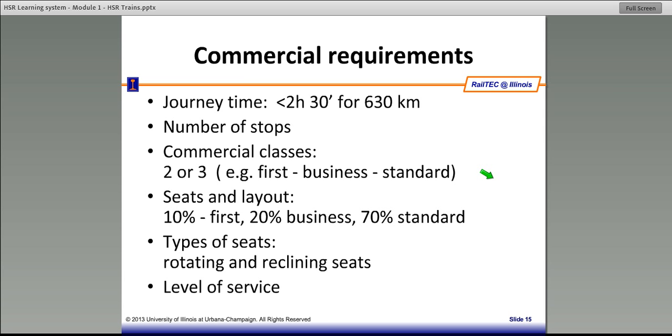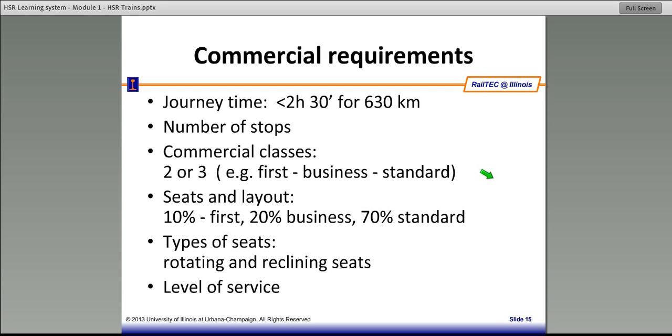So depending on how you want, do you want your seat to be reclinable or rotating? Can it be rotated? All this can be your design. Or what percentage of the train seats you would like to be first class, how many you would like to be business class, and how many standard class. So these are the types of commercial service you want on your train.